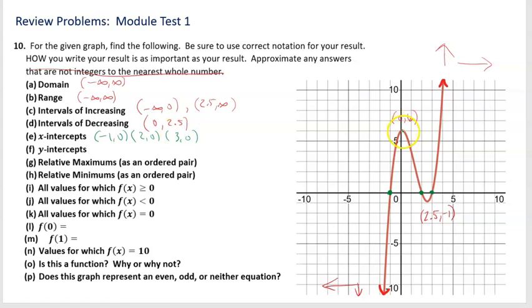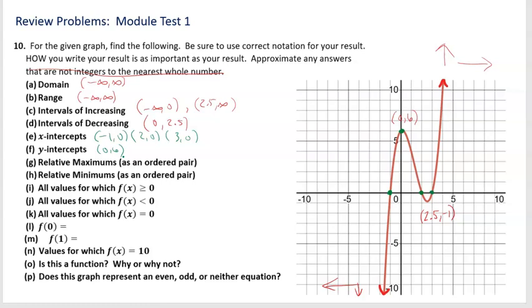Y-intercepts, that's where the graph crosses the y-axis. We already have it labeled up there at 0, 6. And it only has one. Matter of fact, functions only have a single y-intercept or no y-intercept at all. You could have a graph that doesn't have one at all.